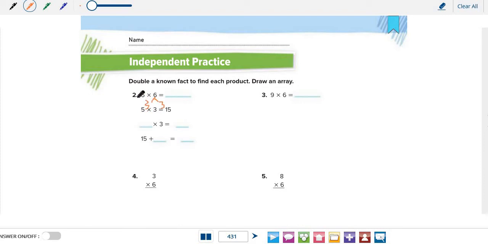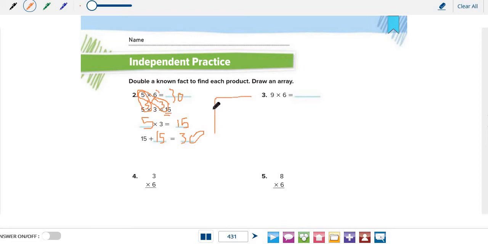And then we will find 5 times 3 equals 15. This is a known fact. Plus 5 times 3 again equals 15, of course. So now we have to double the product. 15 plus 15 equals 30. So 5 times 6 equals 30. And then draw an array. It will look like this.